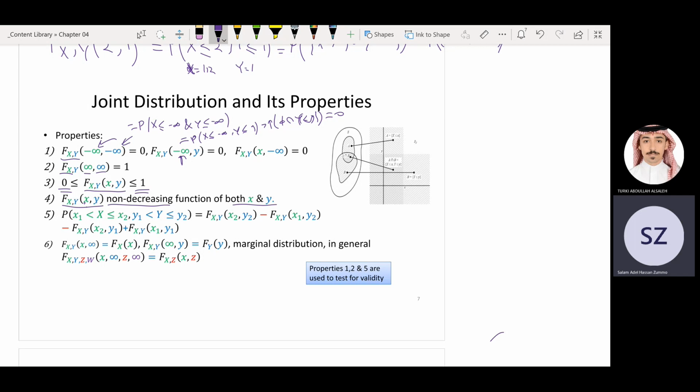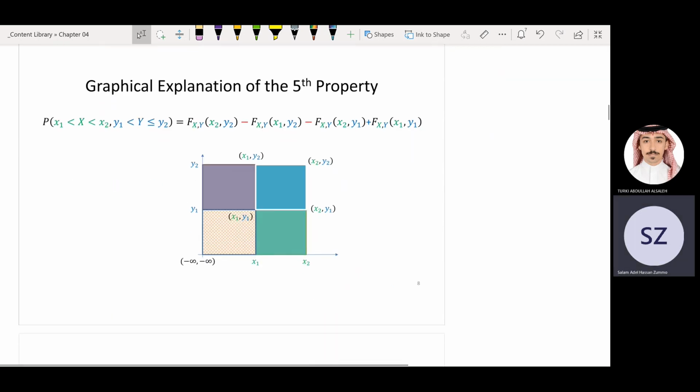Okay. Now, if I want to find the probability that X lies between two numbers, x1 and x2, and Y lies between two numbers, y1 and y2. Remember, when we had one random variable only, how did we find this probability? F_X at x2 minus F_X at x1. Right? Here we have X and Y, so the answer will be, it will be basically easier to show in this picture.